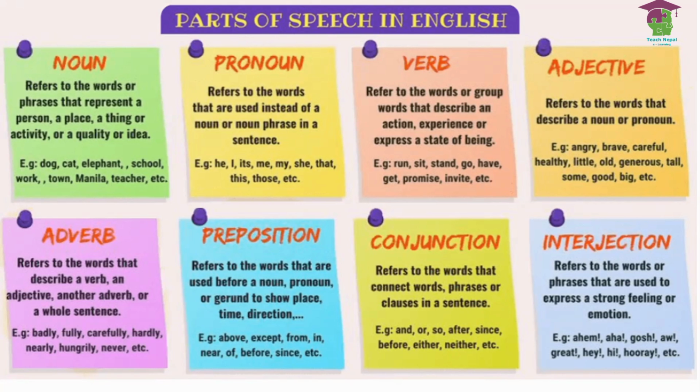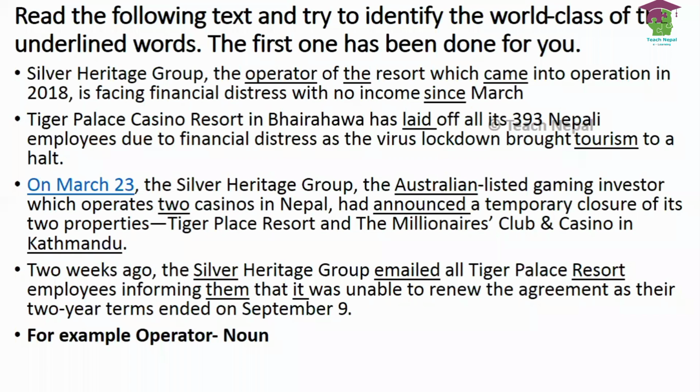Preposition, preposition of place, preposition of direction, preposition of time. There are many prepositions. Conjunctions, the words which connect words or sentences. Interjection भनेको emotions देखाउने अथवा feeling express गर्ने वर्डहरुलाई interjection भन्छ.